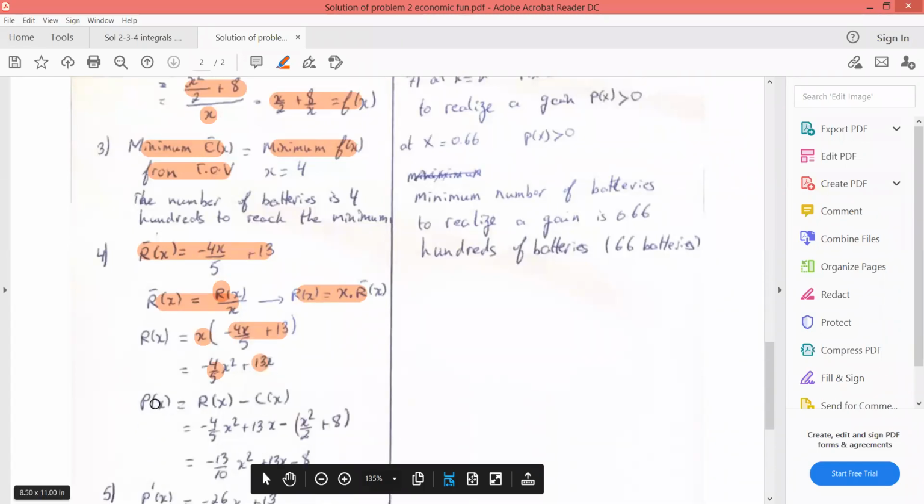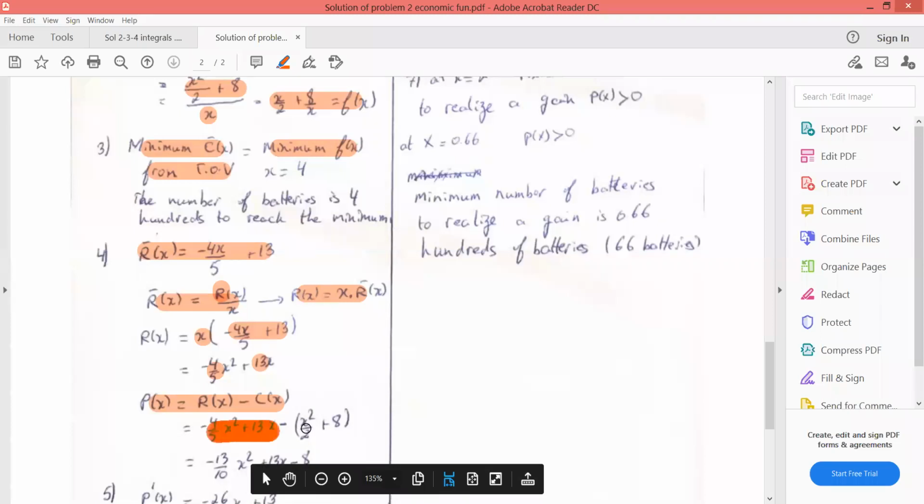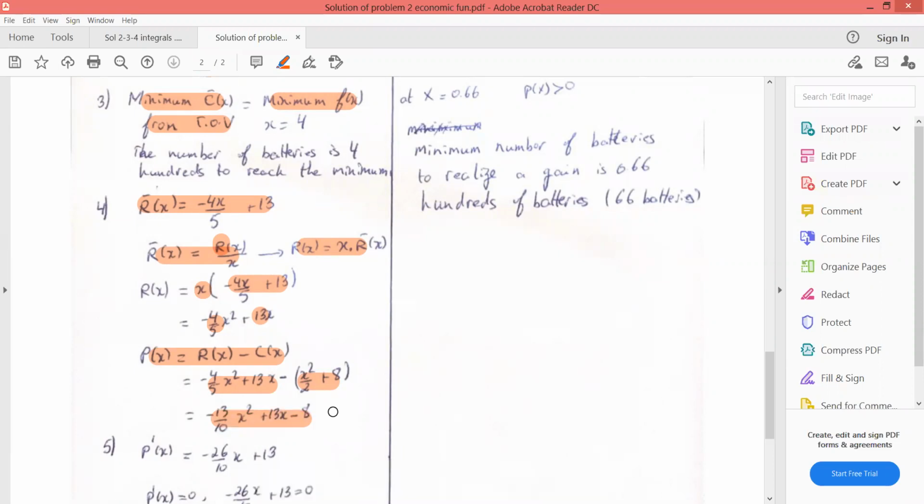Now profit, as you said, is equal to revenue minus cost. The revenue we already found, and the cost is given: x squared over 2 plus 8. As a total result we get minus 13 over 10 x squared plus 13x minus 8. Any questions?